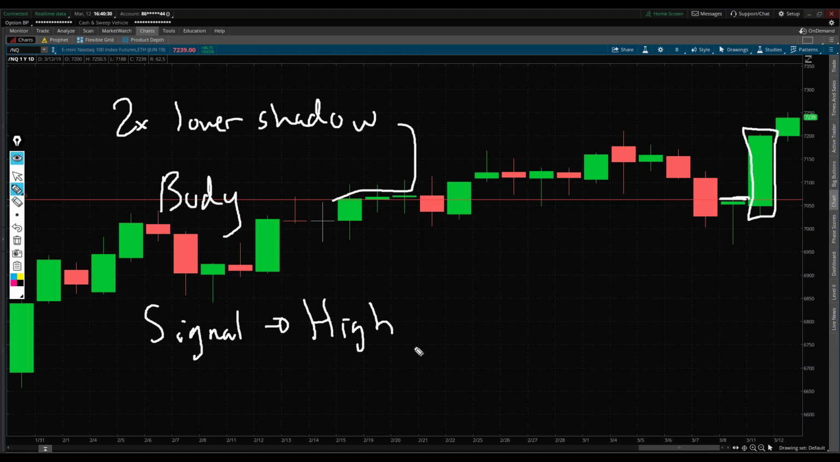Just keep in mind that if you're using these hammers, right, you're using them on bigger time frames. A 1 minute hammer doesn't mean anything. You're wanting to use these bigger time frames because they signal bigger moves. So in this case, I used the 1 year, 1 day to spot it. All right.